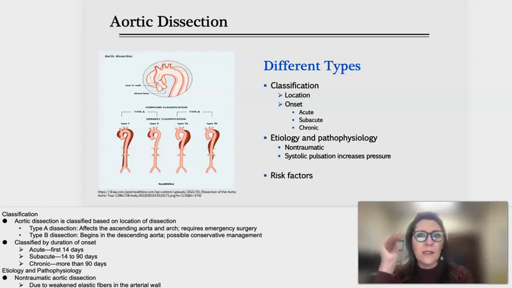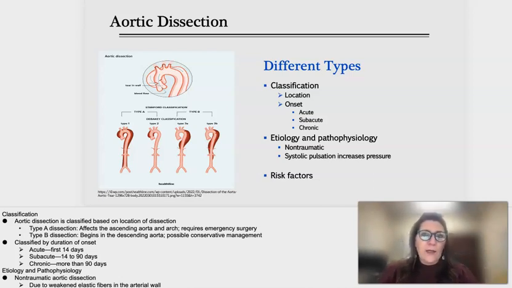Type B begins in the descending aorta. Possible conservative management for that one. So if you're going to have a dissection, you want a type B. You don't want a type A. It is also classified by the duration of onset. Acute would be the first 14 days. Subacute is 14 to 90. Chronic is more than 90.